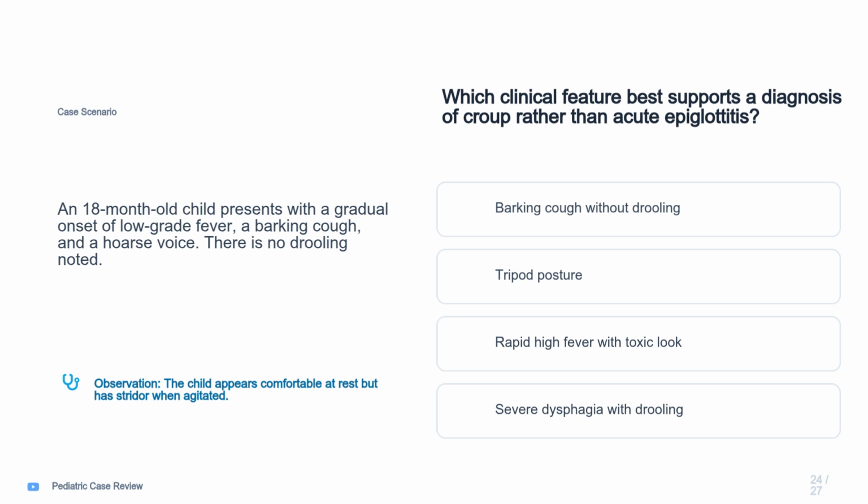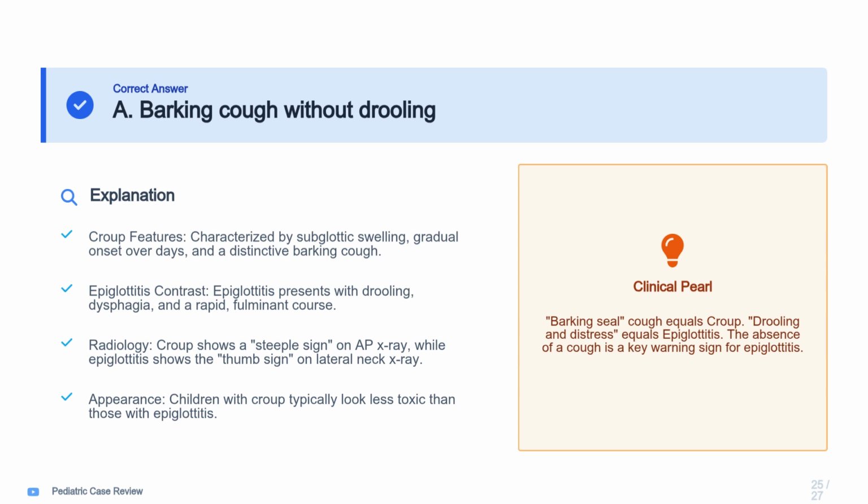Option A, barking cough without drooling. Option B, tripod posture. Option C, rapid high fever with toxic look. Option D, severe dysphagia with drooling. Consider the characteristic differences between these conditions. The correct answer is A, barking cough without drooling.